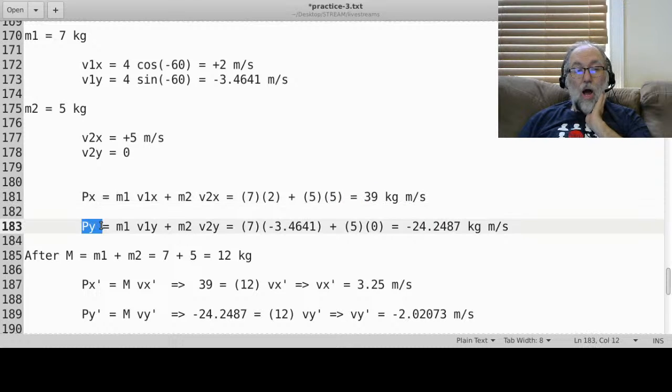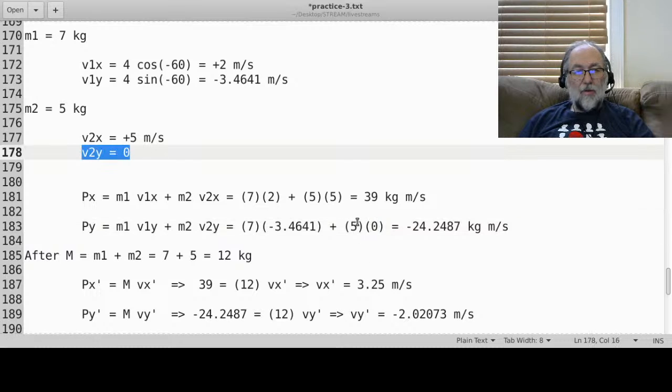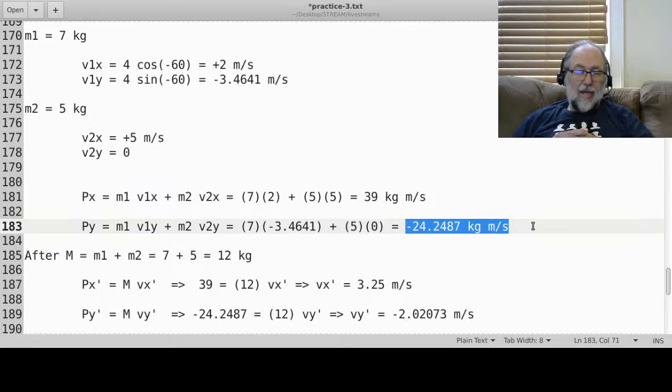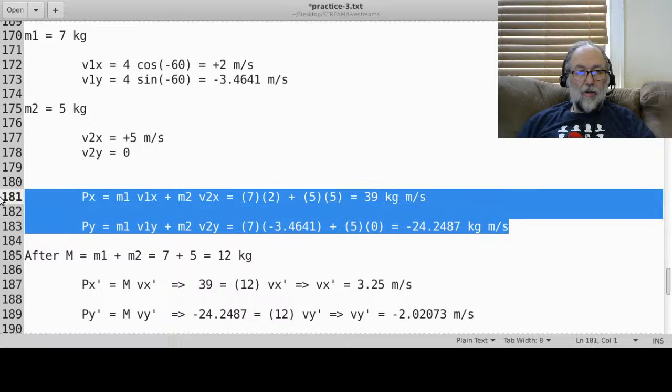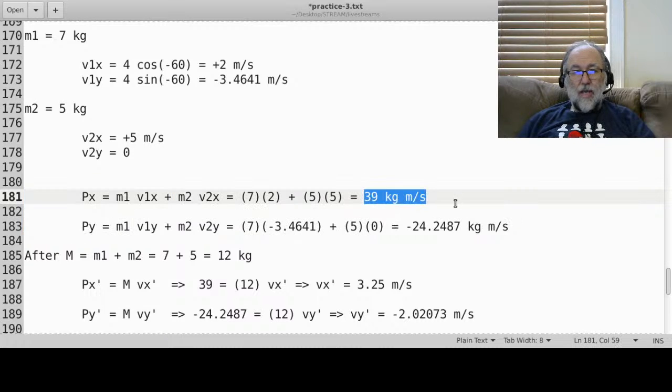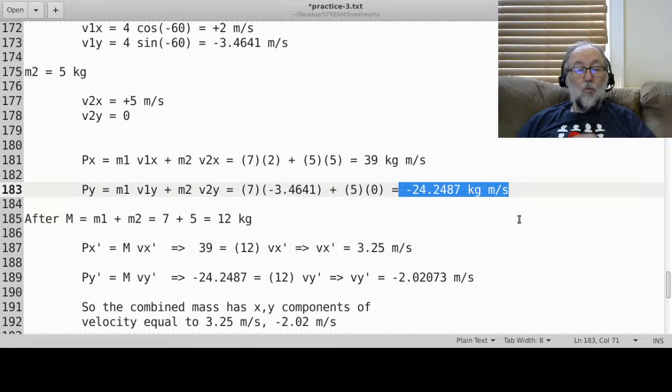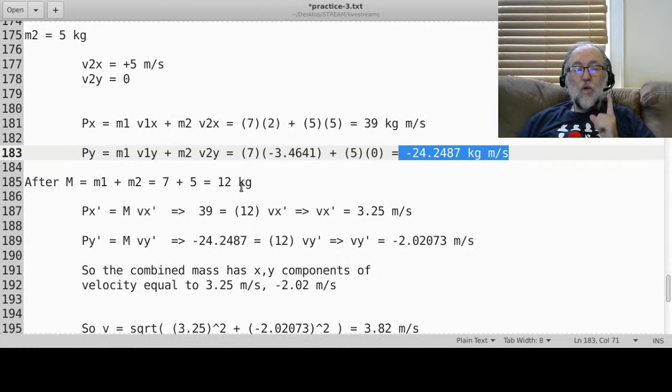The y component of the momentum is m1 v1y plus m2 v2y. Again, mass 1 is 7, and there's v1y from here, and then mass 2 is 5, and there's v2y from there. It's 0, and that gives you that number there, negative 24.2487 kilogram meters per second. That's the total momentum before, as a vector. There's its x component, there's its y component. Great. What about after? Well, after there's only one mass.